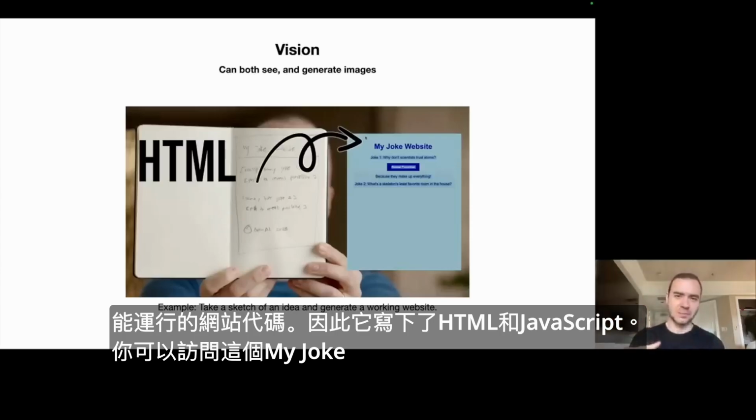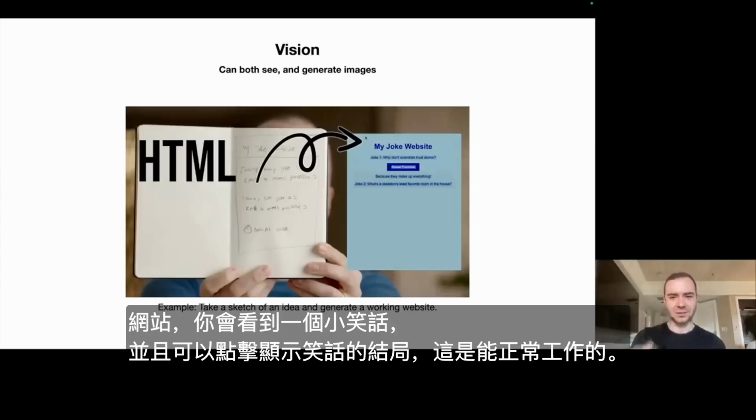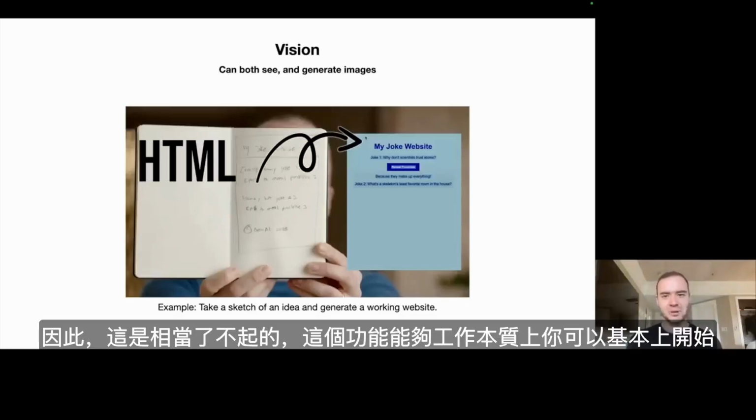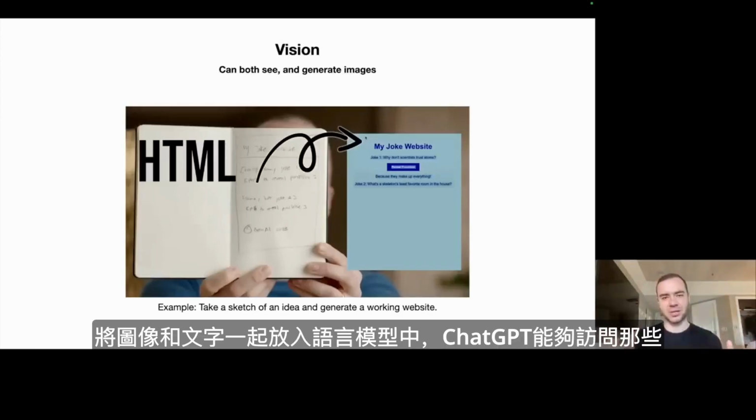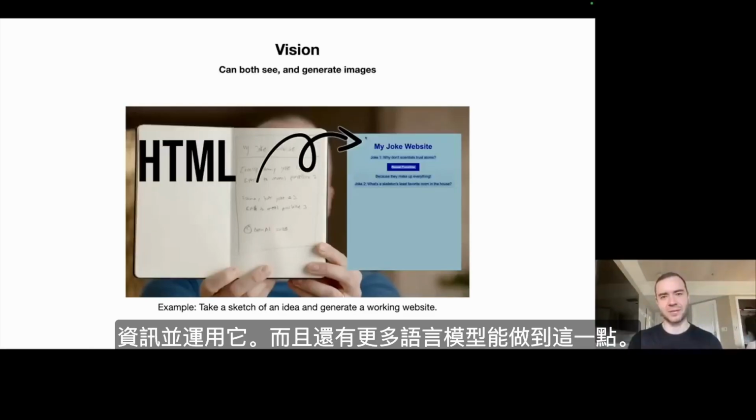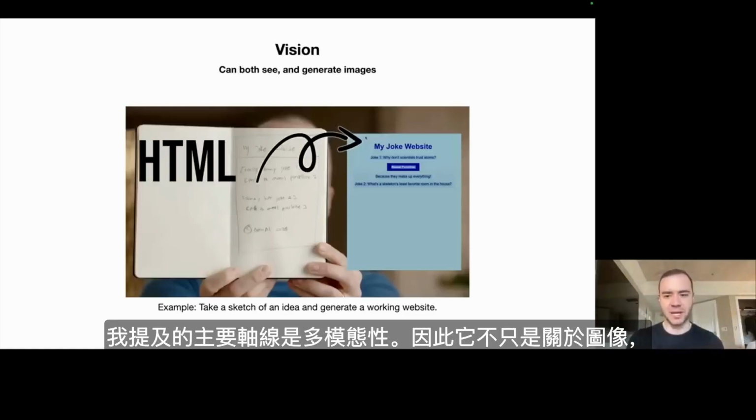So it wrote the HTML and the JavaScript. You can go to this MyJoke website and you can see a little joke, and you can click to reveal a punchline, and this just works. So it's quite remarkable that this works. And fundamentally, you can start plugging images into the language models alongside text, and ChatGPT is able to access that information and utilize it. And a lot more language models are also going to gain these capabilities over time.